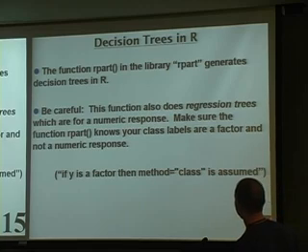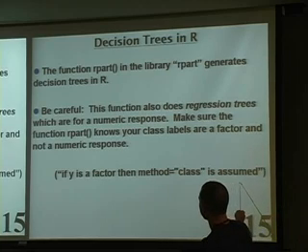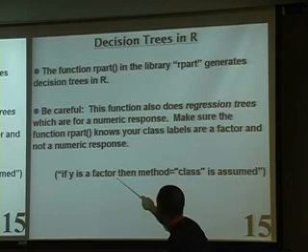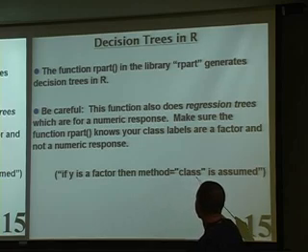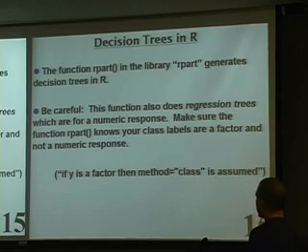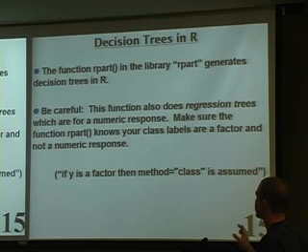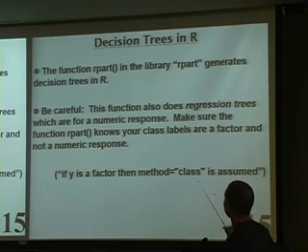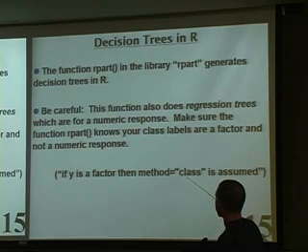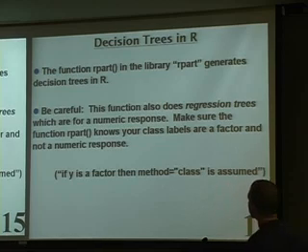And I quoted a little bit of a note here from the help. It says, if y is a factor, then it will assume method equal class. So of course you can force it to say method equal class, but by default it's going to look at what type y is, and if y is a factor, it assumes you're trying to fit a decision tree, which does classification, as opposed to a regression tree, which fits to a numeric response.